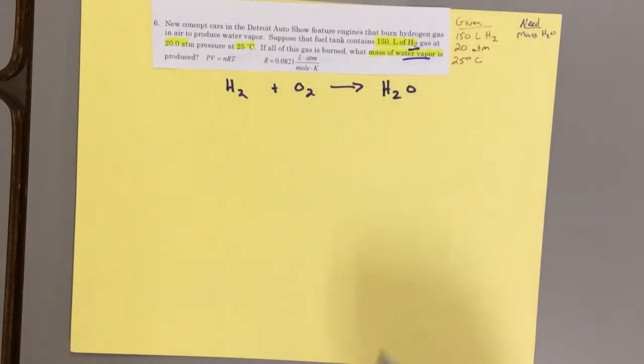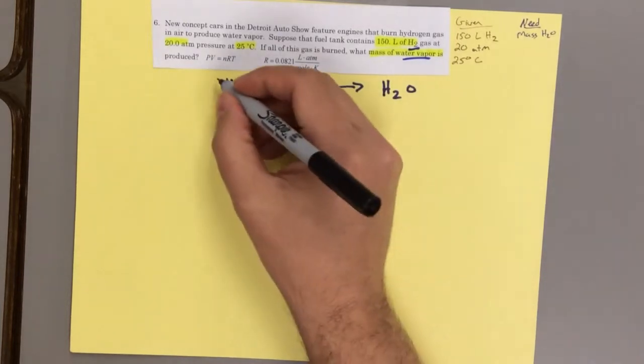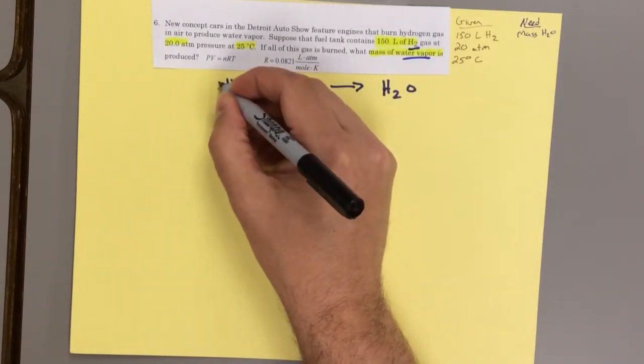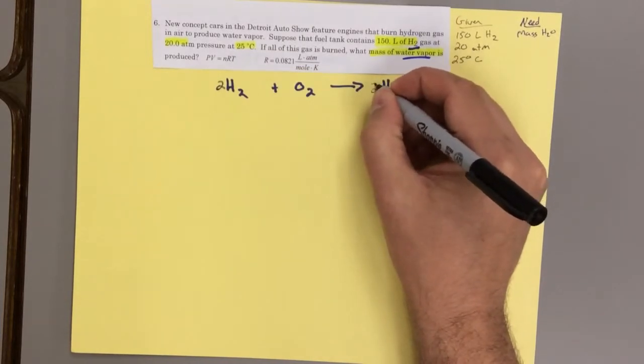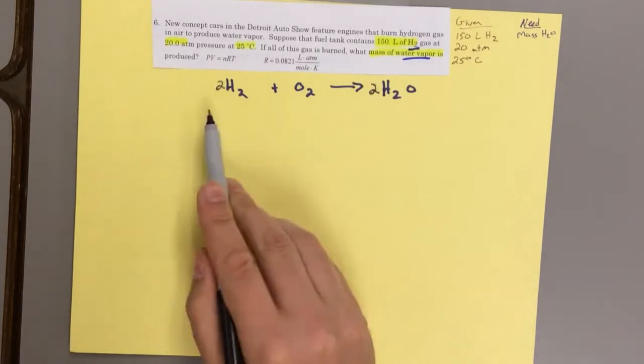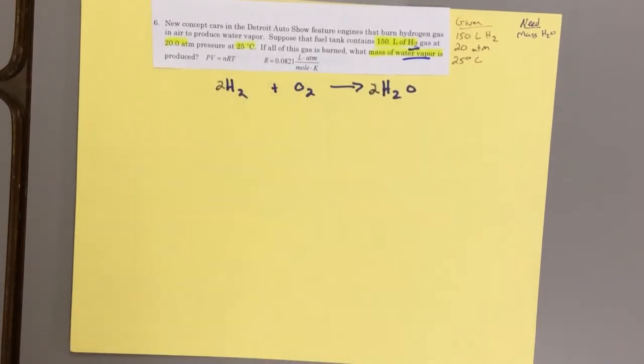And it's important again to note that we need a balanced chemical equation. And if you look at these numbers really quick, you see hopefully quickly that you need a 2 here and a 2 here. So that gives us a ratio of coefficients of 2 to 1 to 2.